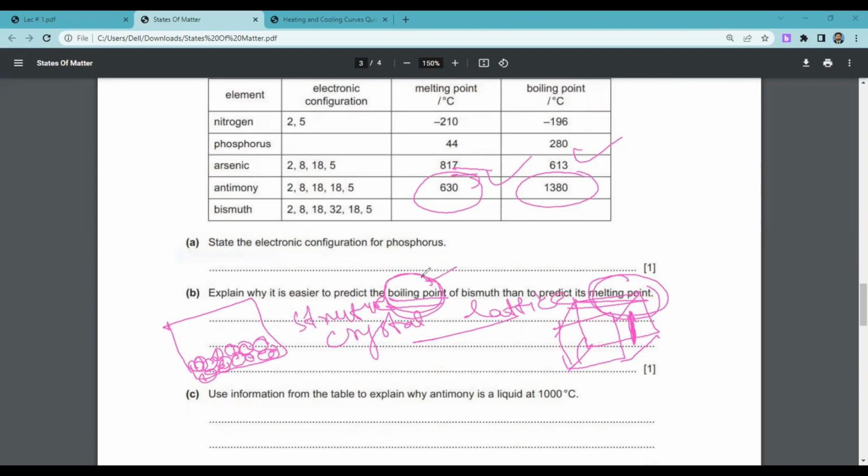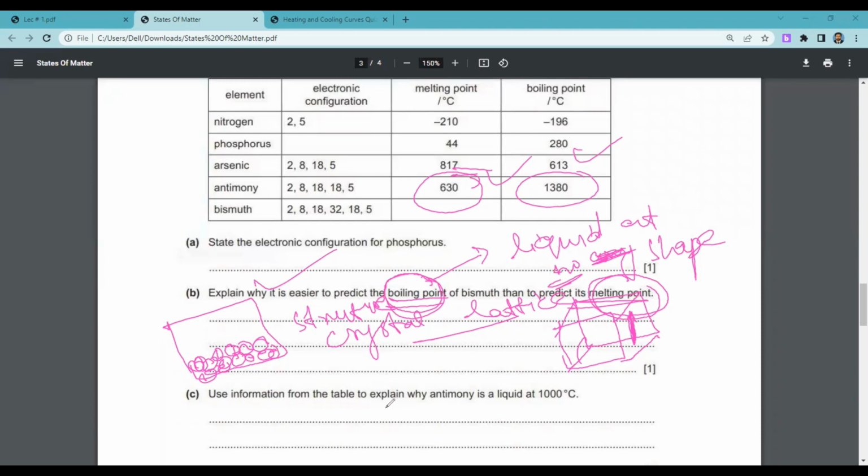Because when the substance is in the liquid state, it doesn't have any particular shape. No particular shape. Therefore, it is easier to predict the boiling point than the melting point.